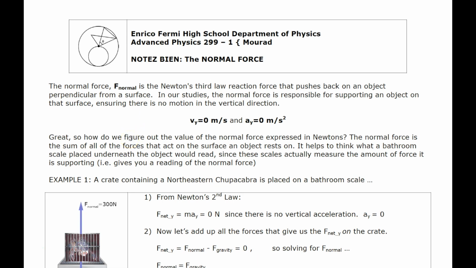Normal force is just a reaction force based on Newton's third law that pushes back from the surface, perpendicular to that surface. So if I stand on the floor, it pushes back on me to support me with the same amount of force I'm pushing on it, thanks to my force of gravity, and the normal force just responds in kind due to Newton's third law of motion.